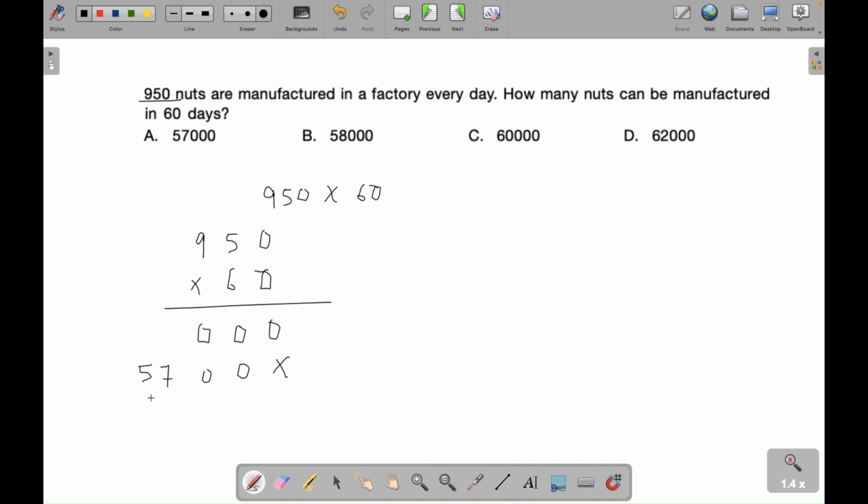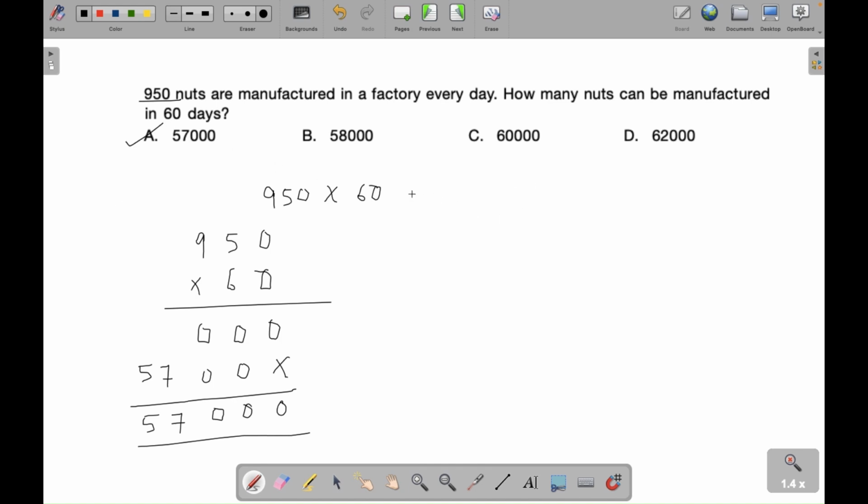Right, here itself you can find the answer. So the answer must contain 57. So you can see only one of the options is having 57. So then if you add 0, 0, 0, 7, 5, we get 57,000 as the answer, which is A.